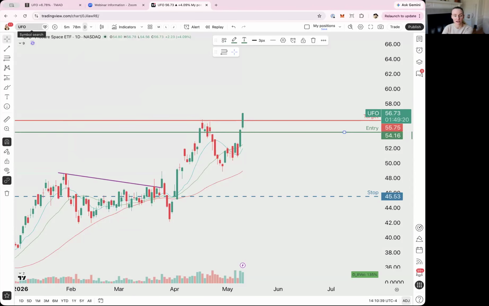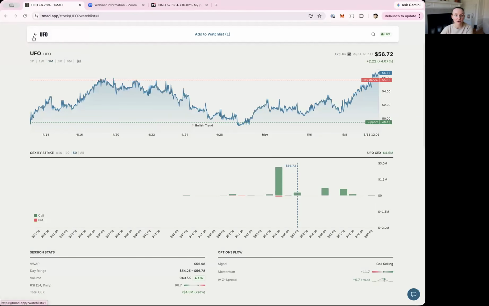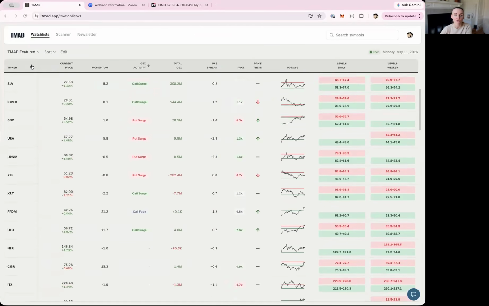I think a lot of us are in IONQ, right? This was a trade I posted last week about earnings because it just had a really strong flow on scanner. So let's look at our trades here. You go to watch list, of course.